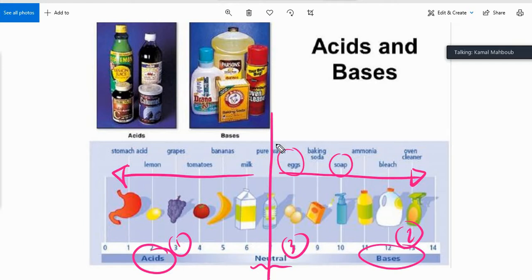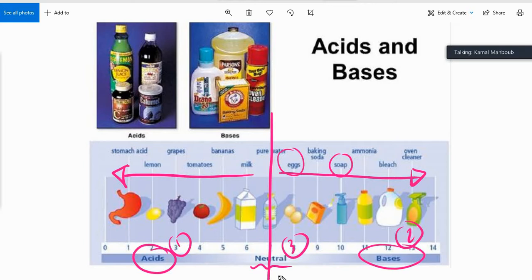But in the middle we have natural. What is the meaning of natural? It means not strong, not acid, not base, neither acid nor base. That is natural, like water, like salt. Again, we have acid, base, and natural. Acid, we have some weak acid and strong acid, and on the other hand we have weak base and strong base.